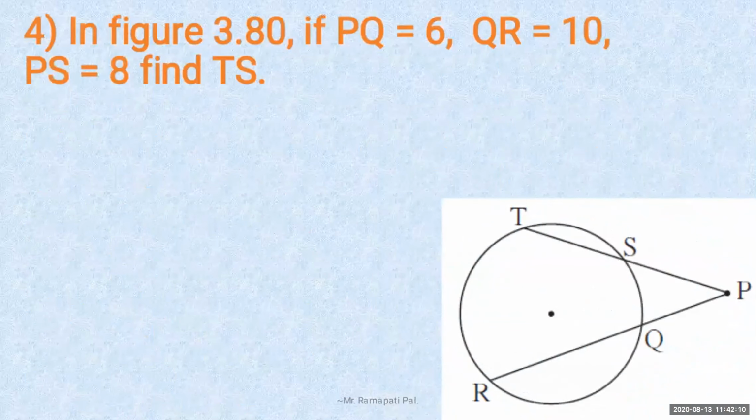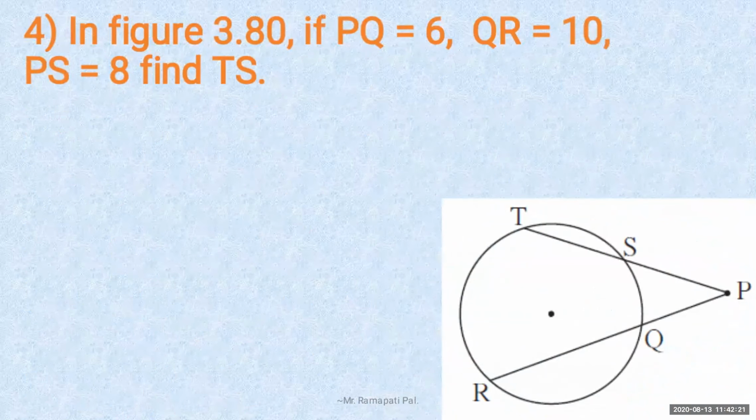Now you are seeing one figure. In that figure, the value of PQ is 6, QR is 10, PS is 8. We have to find out PS into PT is equal to PQ into PR, the tangent secant theorem we have just learned.